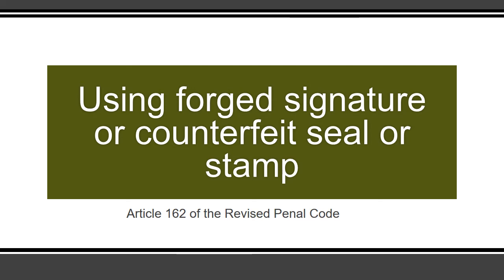In this video, we are going to discuss Article 162 of the Revised Penal Code, which is the crime of using forged signature or counterfeit seal or stamp. Now, before proceeding to the next slide, let me emphasize that this article is actually connected with the previous article, Article 161. While Article 161 refers to the counterfeiting of the Great Seal of the government or the forgery of either the signature or the stamp of the president, this article, Article 162, discusses the crime of using the counterfeited seal or forged signature or stamp of the president.